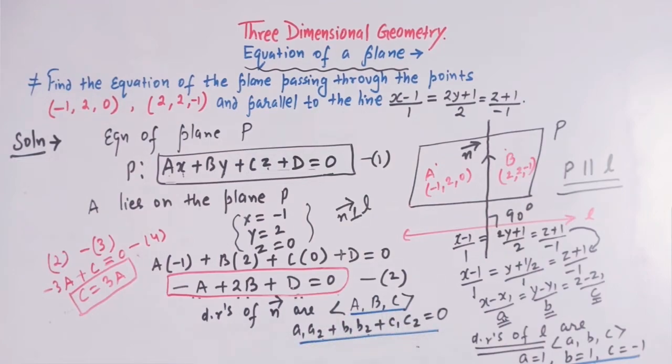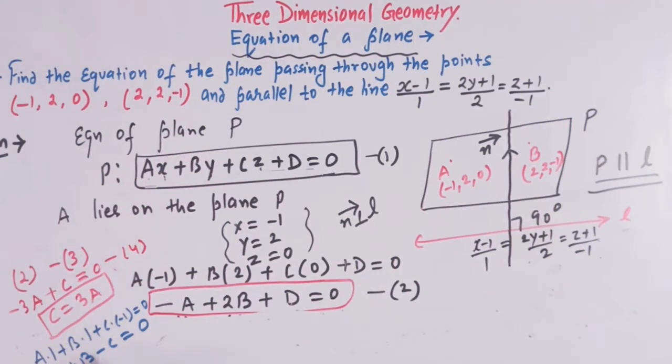So now if we substitute the values of these direction ratios and these direction ratios in this equation, then we get a times 1 plus b times 1 plus c times minus 1, right? And this is equal to 0, right? So if we simplify it, we get a plus b minus c is equal to 0. So now here we have this equation, so we'll write it like this: a plus b is equal to c, right?